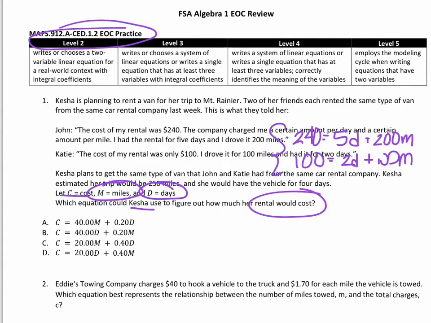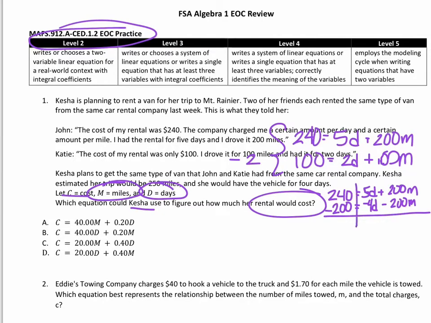So I can go ahead, and I'm looking at it, and I notice that the 200 and the 100 are probably the easiest things to get to be the same, so that I can go ahead and cancel one out. So I'm going to multiply that entire bottom row by -2. So that gives me 240 equals 5D plus 200M for the first equation. Negative 200 equals negative 4D minus 200. See, I wanted to make sure my M's canceled.